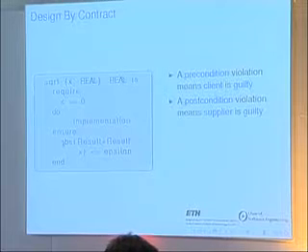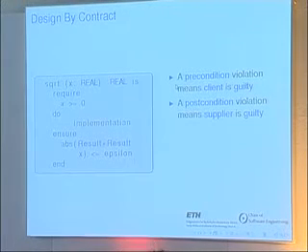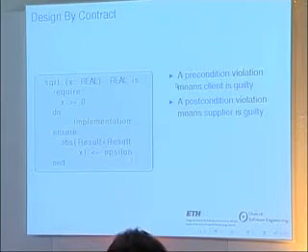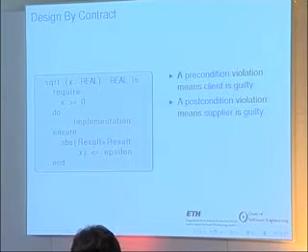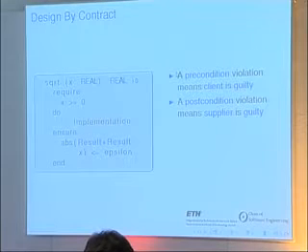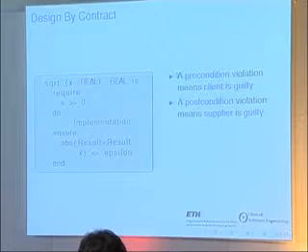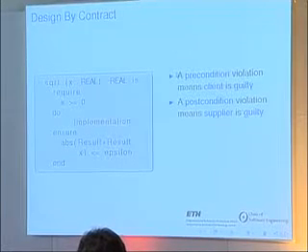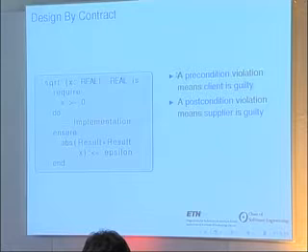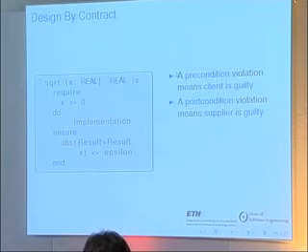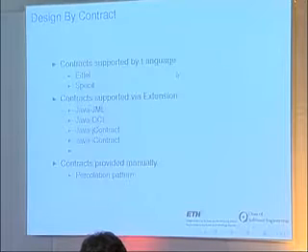Now, the contract that is established here between somebody using, a client of this method, and the method itself is the following. The client has to establish the precondition, and only then is the method itself obliged to satisfy the postcondition. And it's by definition that if the precondition is not satisfied, the implementation can do whatever it thinks. It can return erroneous things, it cannot return at all, it can go cook coffee, whatever it thinks is nice.